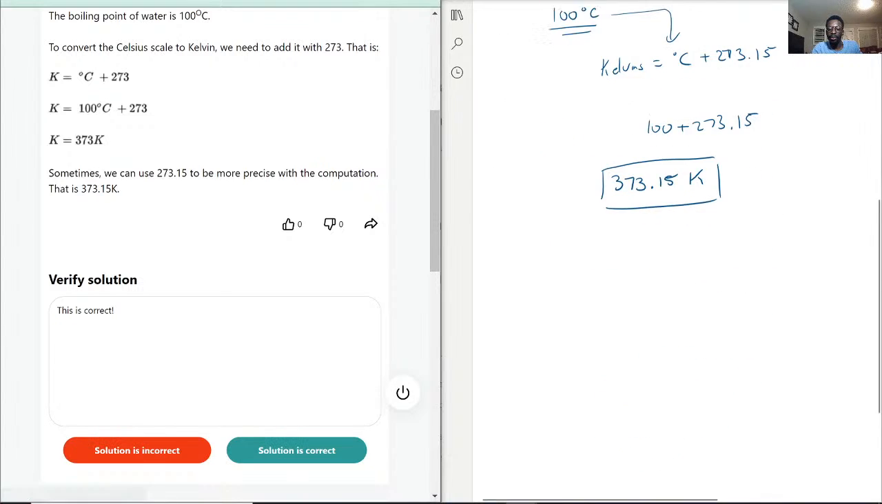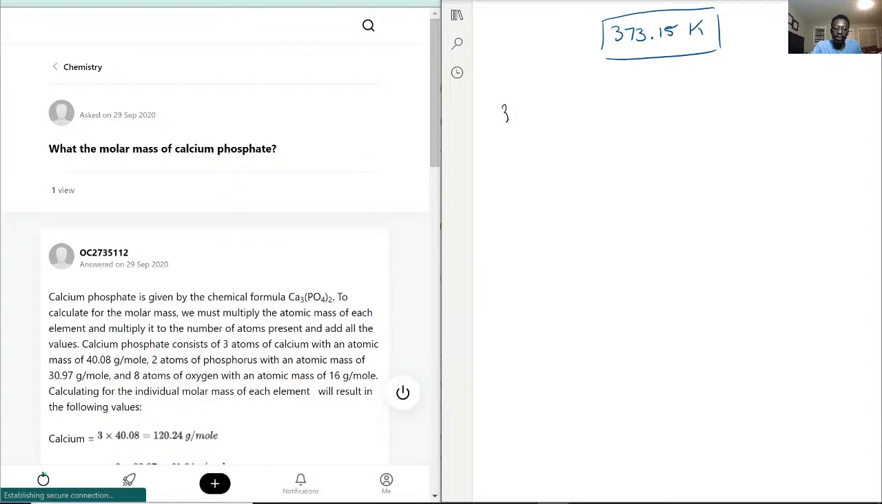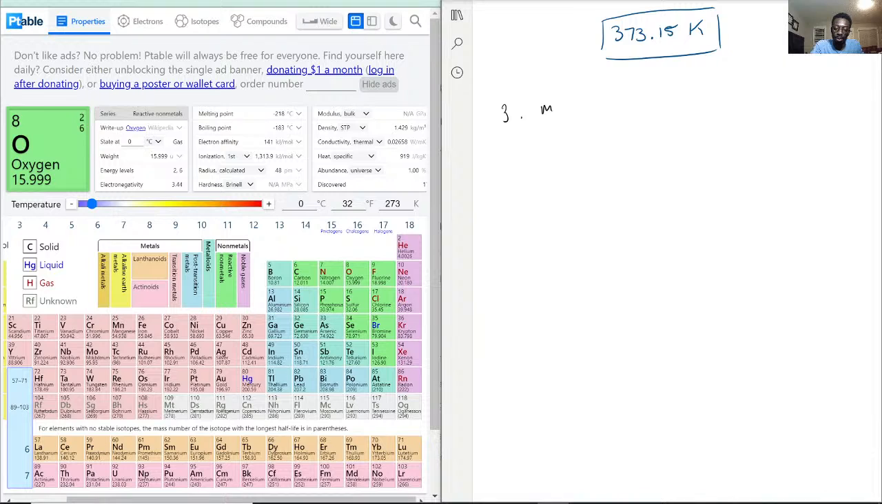Alright, let's move on to question 3. What is the molar mass of calcium phosphate? So this one's a little bit tricky here, because most of you hopefully should know what calcium is, but for this one you also have to know what phosphate is. I'm not actually underlining it in red because that one is just straight from memory, at least that's how I familiarize myself with them.